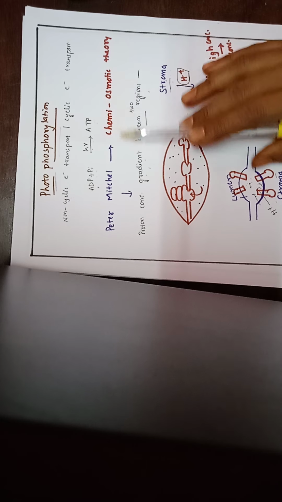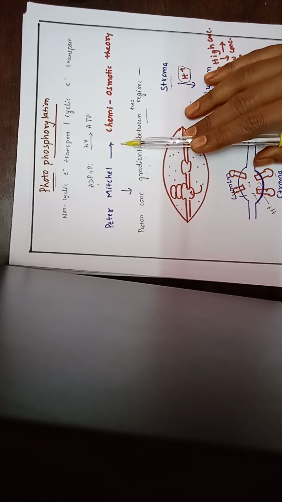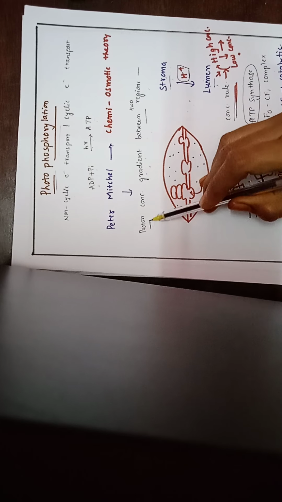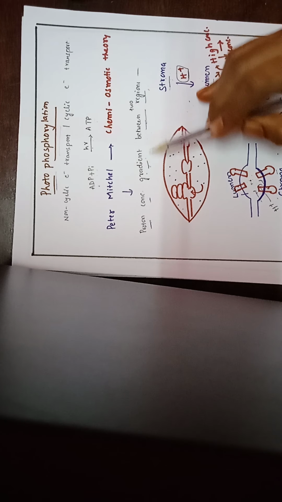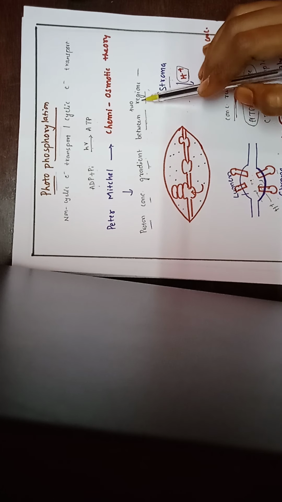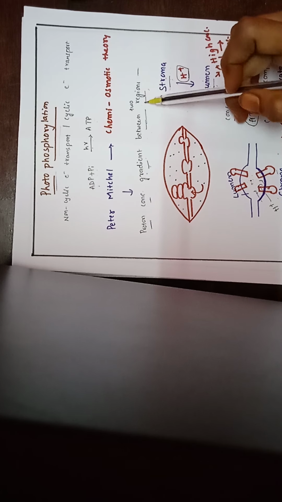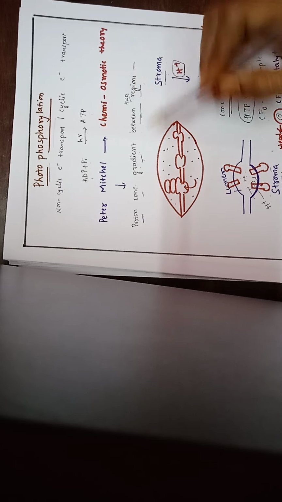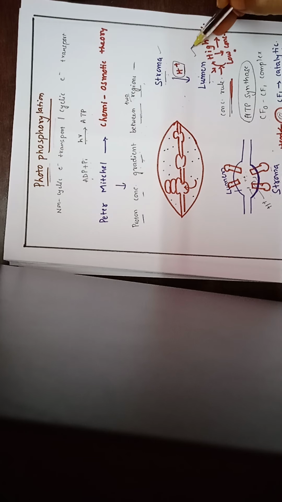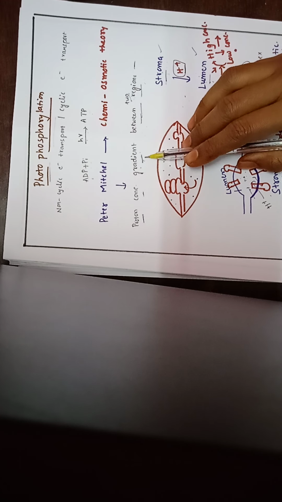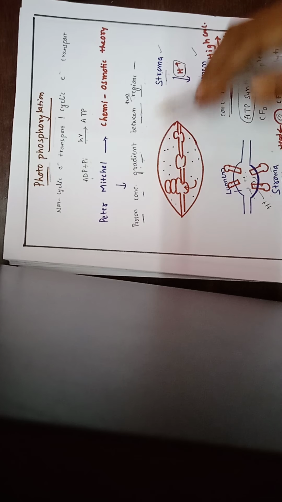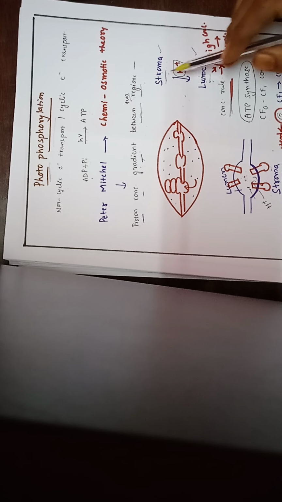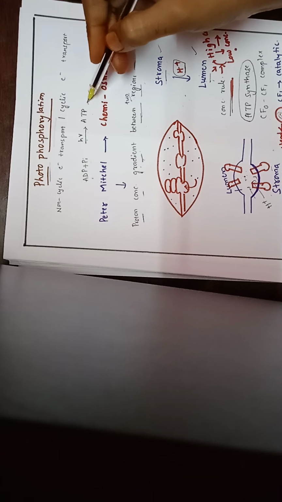According to this theory, the main reason for the synthesis of ATP is a proton concentration gradient between two regions. The proton concentration gradient between two regions is the main cause for the synthesis of ATP when photosynthesis is taking place. Here, what are the two regions and what is the gradient? Let us discuss. The two regions are the stroma and the lumen. Gradient is nothing but the difference. The difference in the proton concentrations between stroma and lumen is the main reason to synthesize the ATP molecules.